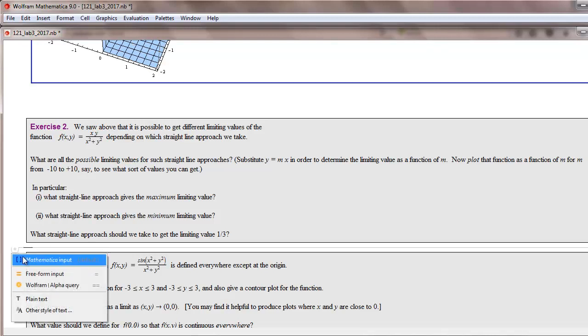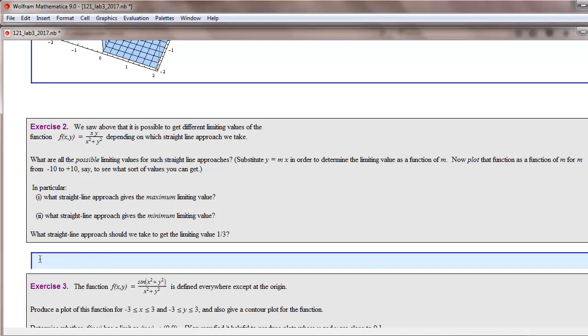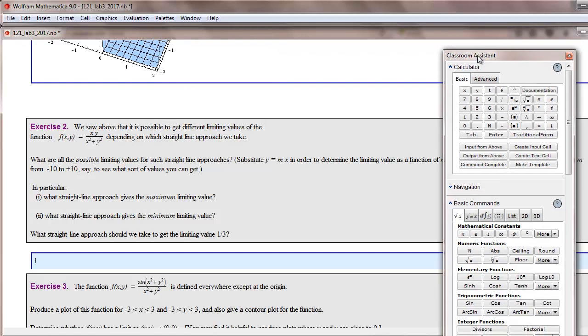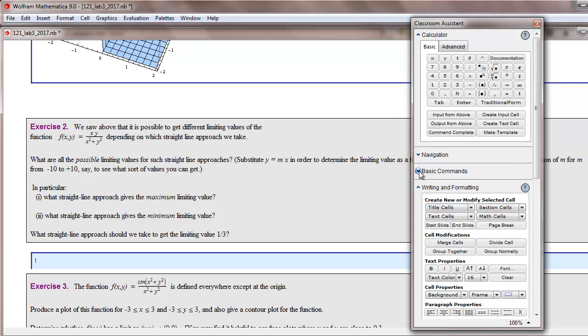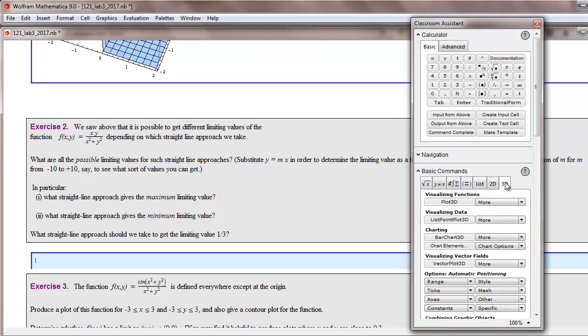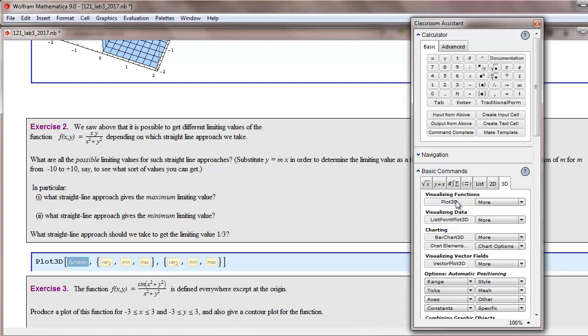So the first thing here is I'm going to create a Mathematica input cell. And the first thing we want to do is look at the function. So we want to do a Plot3D. You can get to Plot3D either by copy pasting code or by going to the Classroom Assistant palette. Over on the right hand side in the basic commands area, click on 3D, and then you can do a Plot3D. You can type in the function as well as your min and max values for x and min and max values for y.